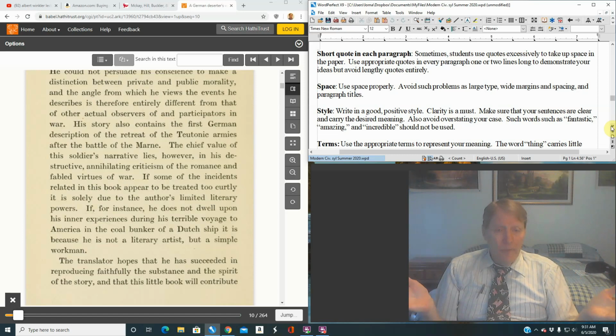Writing a good positive style, clarity is a must. A lot of times, students are very talented. They write very well. But when they do a rush job, sometimes they could make their papers a lot better just by rereading it. Reread it. Sometimes it's helpful to reread things out loud. When you do so, you say, oh, wait a minute, this is a little rough. It might make better sense if I clarify this issue or use a different word. Make sure your sentences are clear and carry the desired meaning. Also avoid overstating your case.